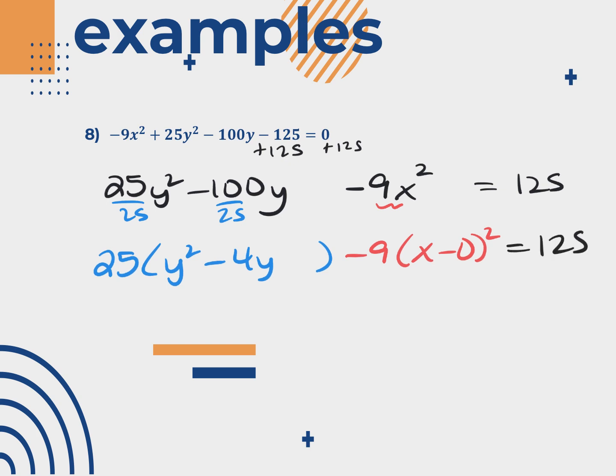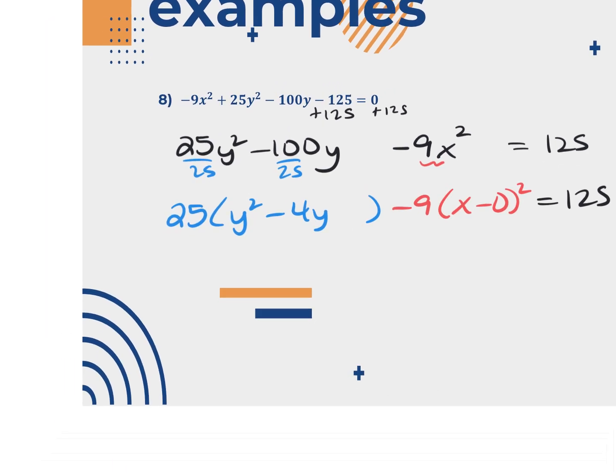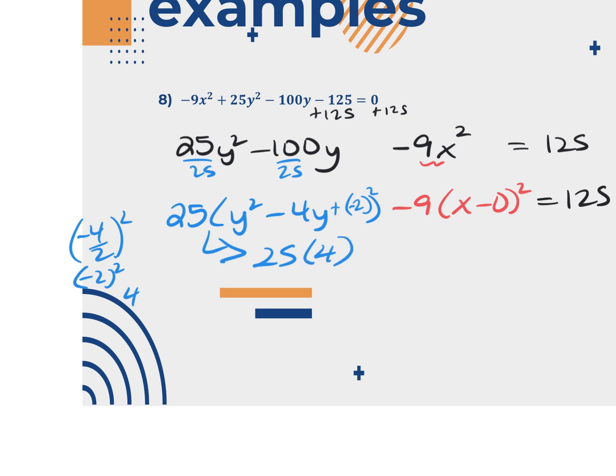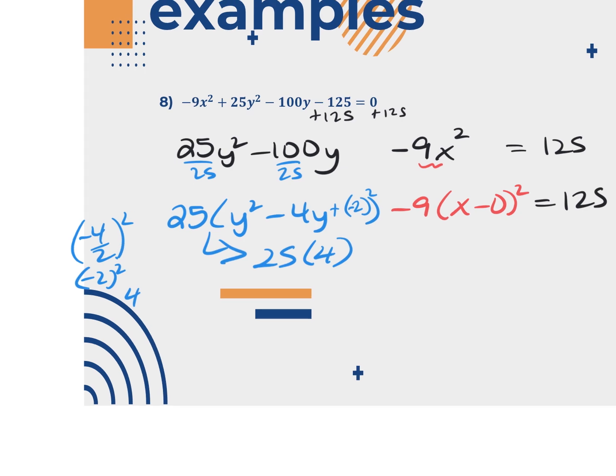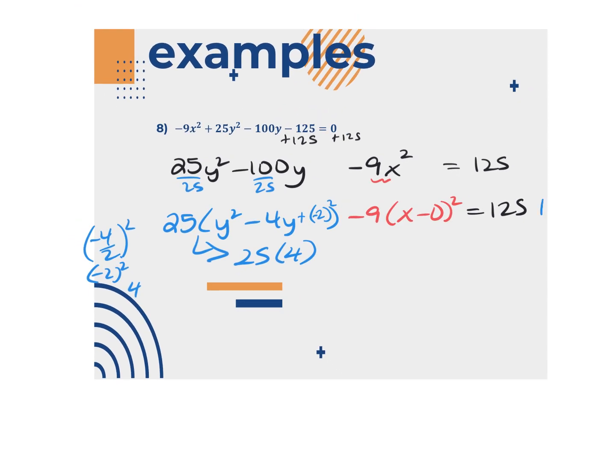I need to complete the square for the blue one. Take the b term, divide it by 2, and square it. And I get equals 4. So in here I'm putting plus negative 2 squared. Remember, multiply what you would have been adding to the other side, which would have been positive 4. Multiply that by 4. And then I get plus 100 over here.